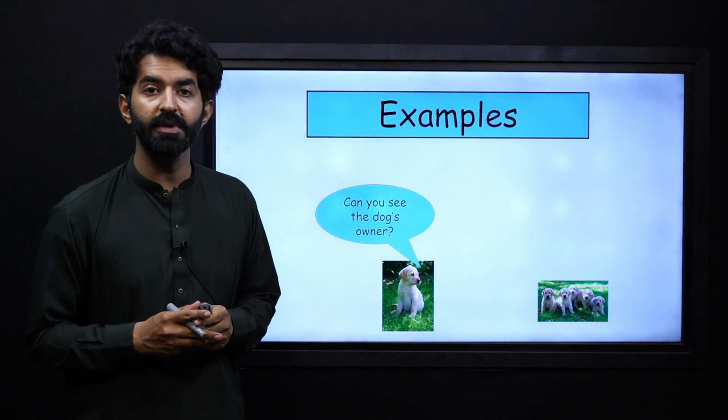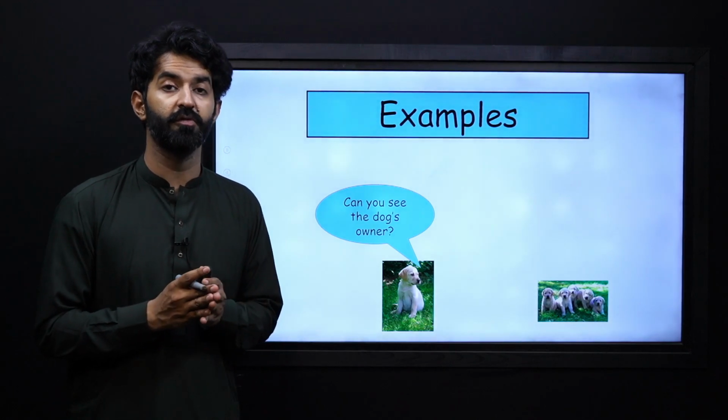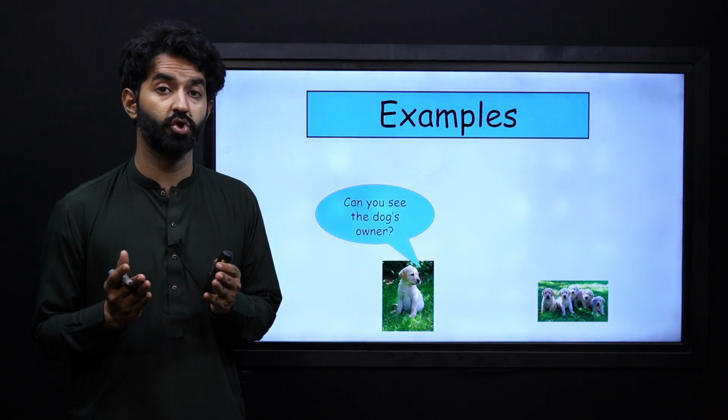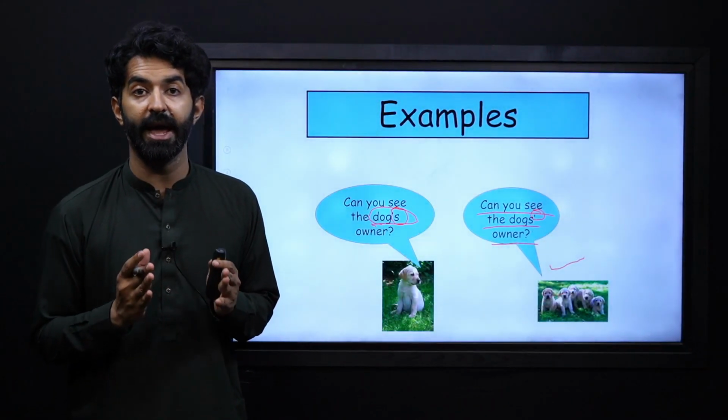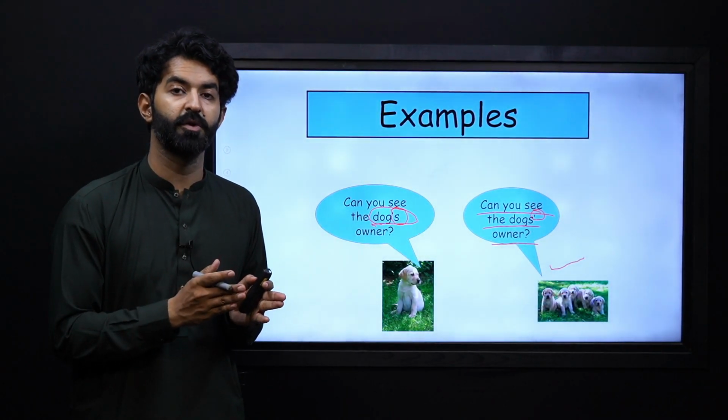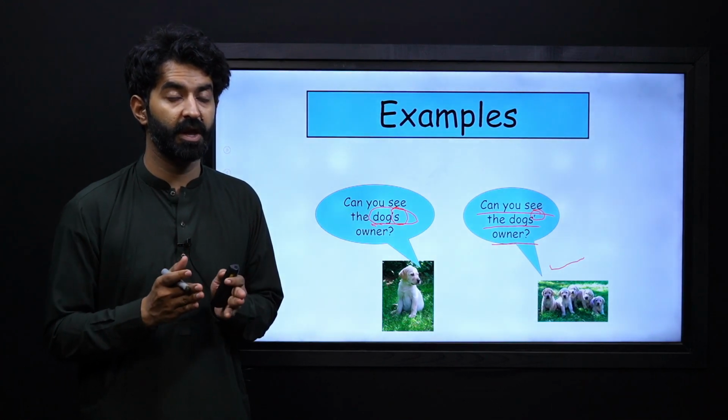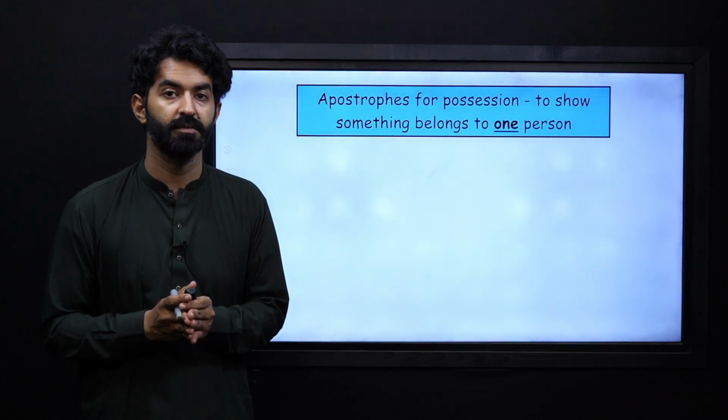Let's see some examples of using apostrophe with plural nouns to show possession. Here it is used with a singular noun, dog's owner. You can clearly see that apostrophe is used followed by s. But here, can you see the dogs' owner? Because we have more than one dog, you can use the apostrophe at the end without adding an additional s. So this is the difference between singular nouns possessive case and plural nouns possessive case.